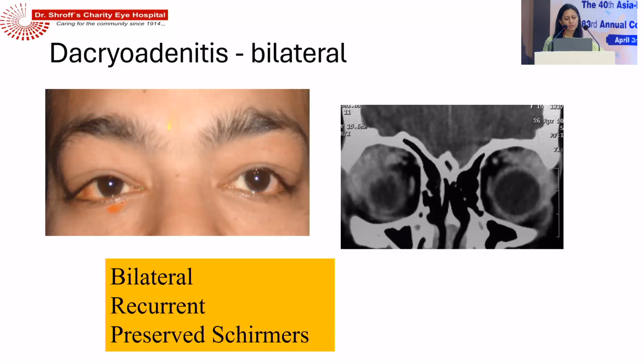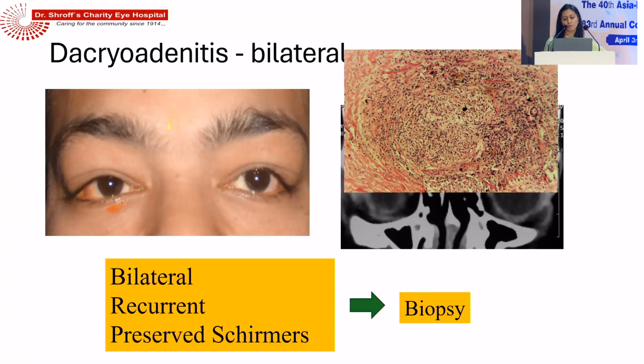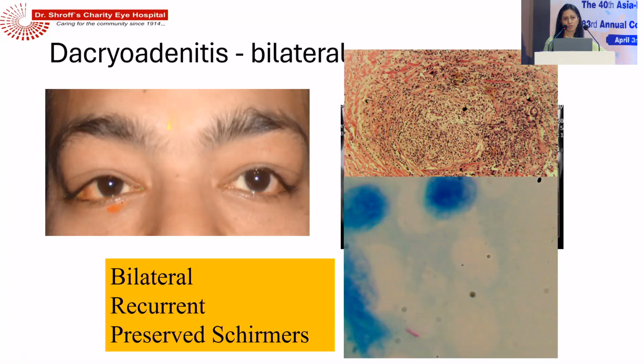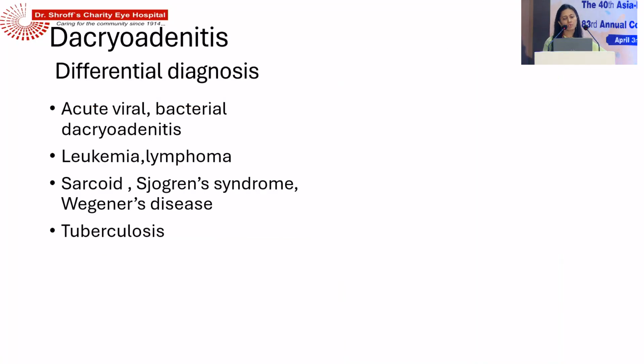It can rarely be bilateral and recurrent, but this was a little unusual because this gentleman had bilateral dacryoadenitis, but the Schirmer's was preserved, which is atypical of idiopathic dacryoadenitis. So we went ahead with the biopsy, and what we found was caseating necrosis, and AFB was positive. So this was a tuberculosis infection which presented like a dacryoadenitis.